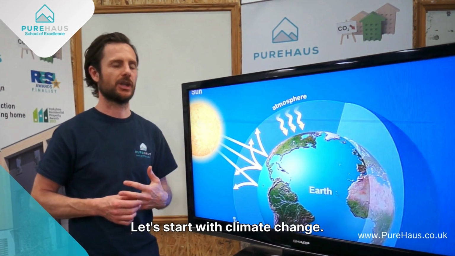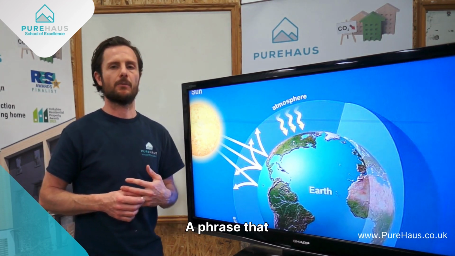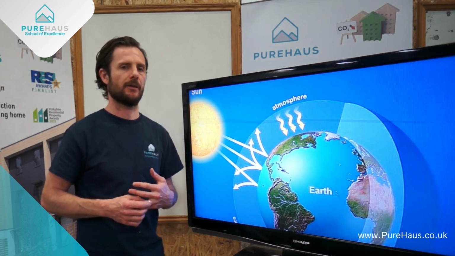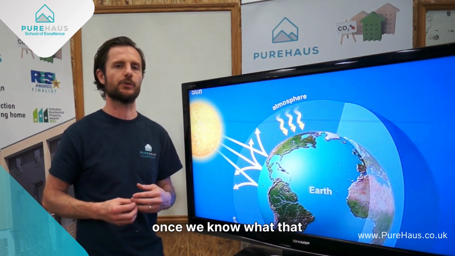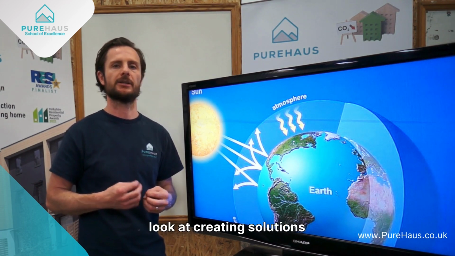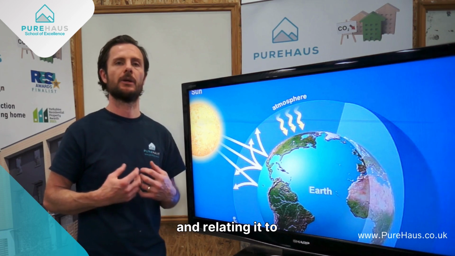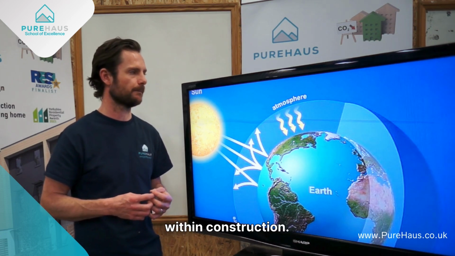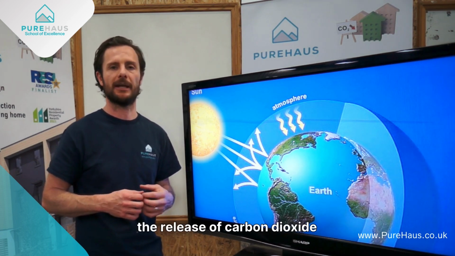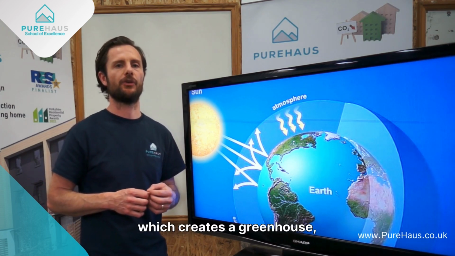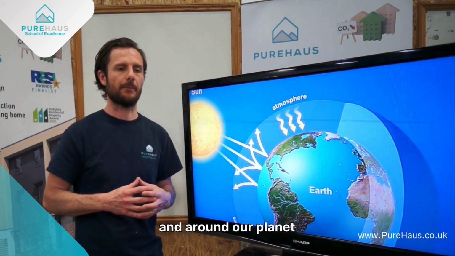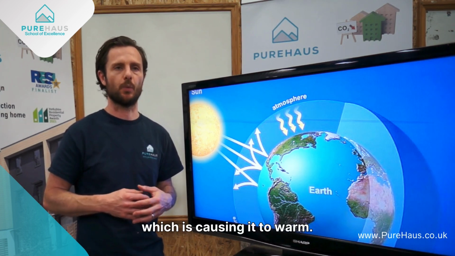Let's start with climate change. A phrase that more commonly was used was the greenhouse effect. The greenhouse effect, it's important to understand. Once we know what that is and how that is affecting our planet, we can start to look at creating solutions and relating it directly to what you will be doing within construction. The greenhouse effect comes about from the release of carbon dioxide into the environment, which creates a greenhouse, a container around our planet, which is causing it to warm.